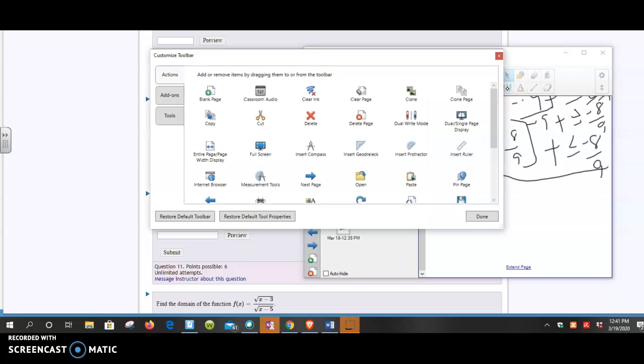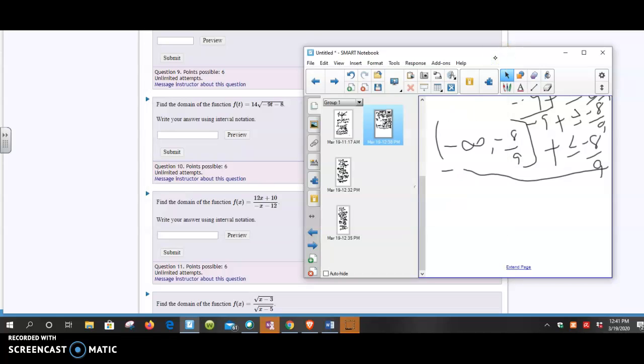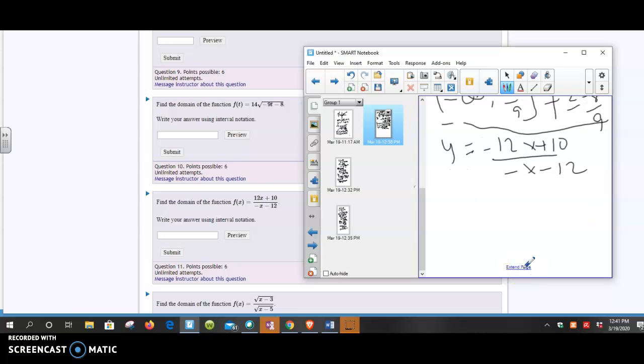What do we have? We have f of x, y, is equal to negative 12x plus 10 over negative x minus 12. Again, they're asking us to find the domain, so we only care about the denominator. Do we care about the numerator? Not at all. It doesn't matter what that is, so get that out of your mind. We just know that the denominator cannot equal 0.